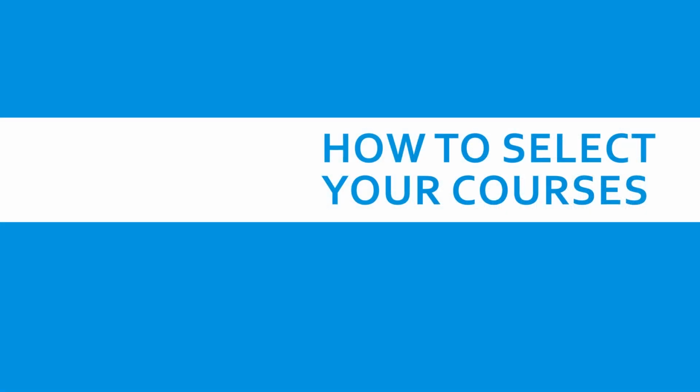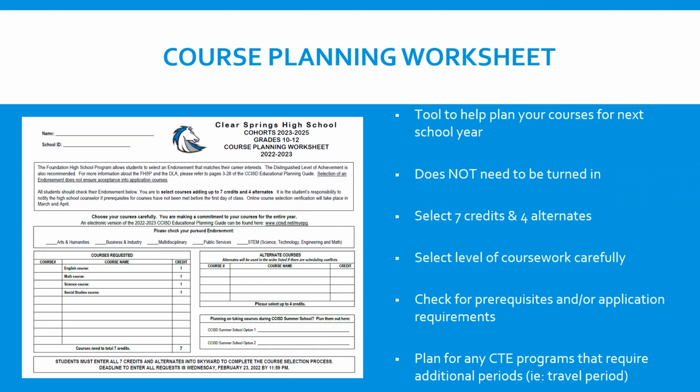Now let's look at how to select your courses. To select your courses, you need to start by planning your courses on the course planning worksheet. This is where you write the courses you plan to take next year, along with your alternatives. Be sure to plan for 7 credits and 3 to 4 alternative courses. If you do not have 7 credits entered, your counselor will fill in the missing classes.